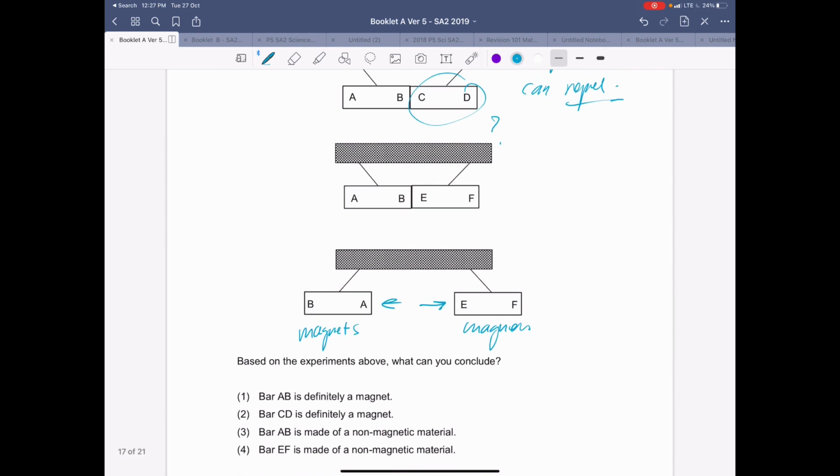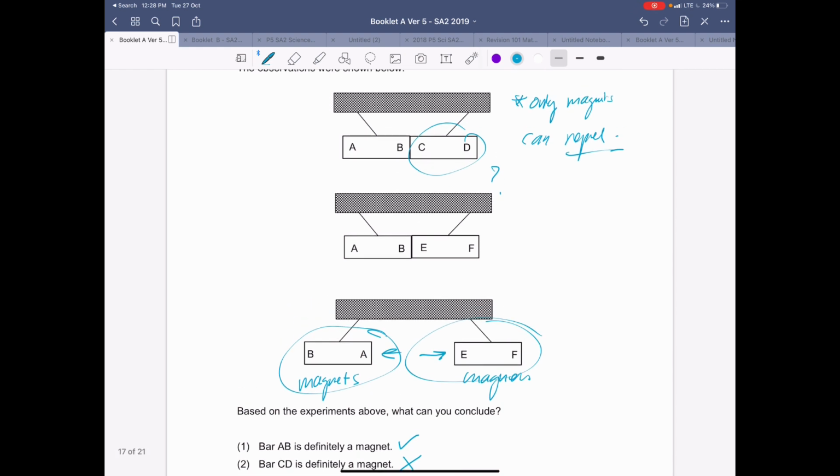Okay, so based on that above experiment, what can you conclude? A and B is definitely a magnet, yes. Because why? I told you that only magnets can repel, or rather two magnets can repel. So if this is a magnet, this must be a magnet in order to repel. But we must check for the other three. Why? Because I told you, every MCQ question is worth 2 marks. You better put in the effort. C and D is definitely magnet, no, wrong. Because why? Like I told you, it can also be a magnetic material. Okay? For example, it could be a bar made out of nickel or cobalt.